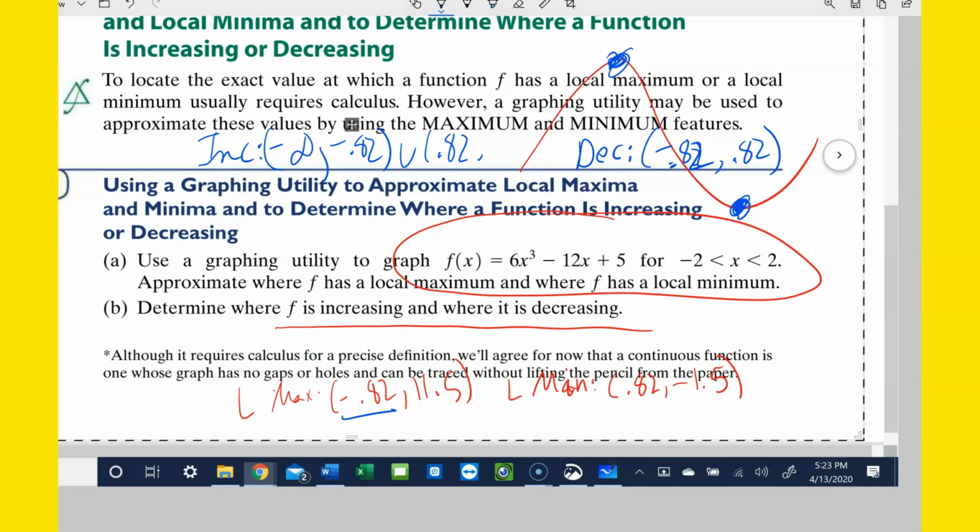But there's one correction I need to make, because it says only for -2 to 2 on the x. That means I'm not going from -infinity to -0.82, because I don't go any farther left than -2. So I really need to put from -2 to -0.82 there. And again, I'm not going to infinity, but to 2. So 0.82 to 2 right there.